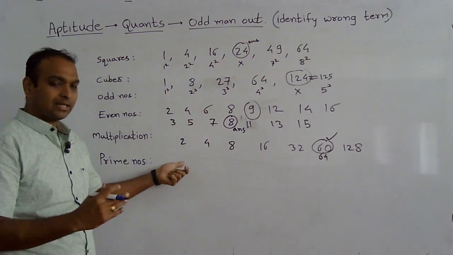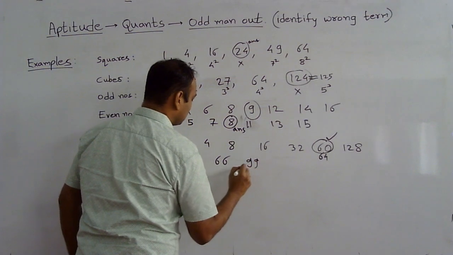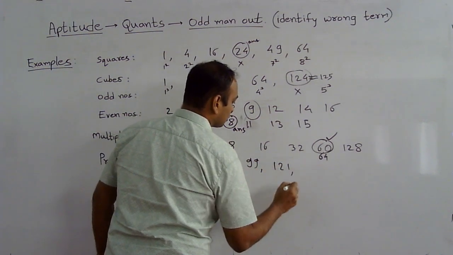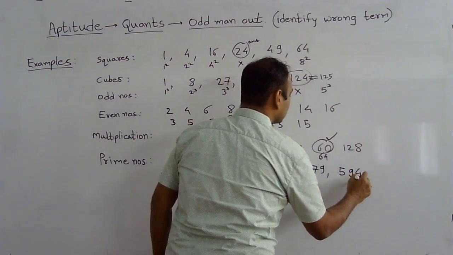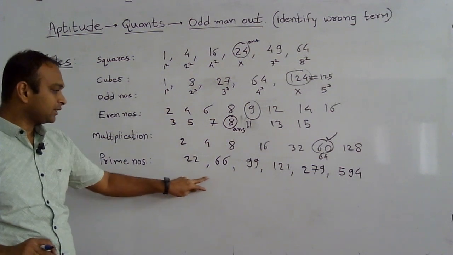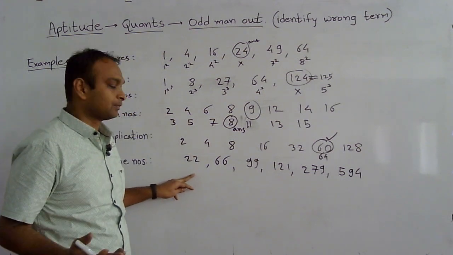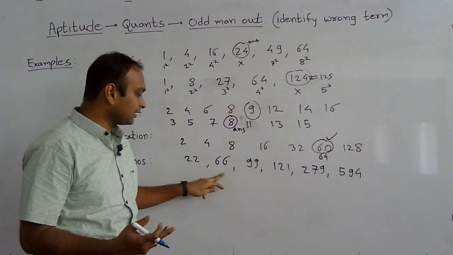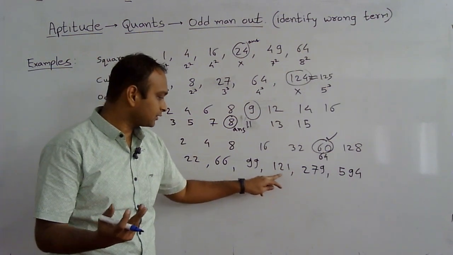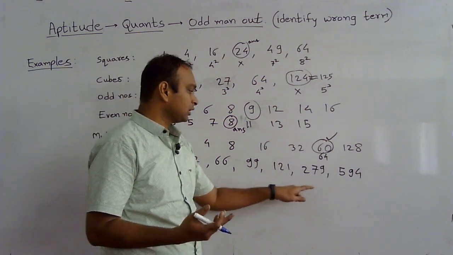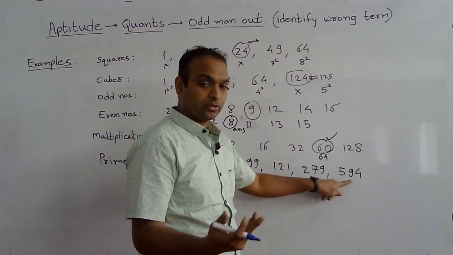In case of multiplication, we can take one more example like this: 22, then 66, 99, then 121, 279, 594. Now in this, if you closely review, all the terms are multiples of 11. So 11 twos are 22, 11 sixes are 66, 11 nines are 99, and 121 is 11 into 11, square of 11. Now in this case we need to check 279.